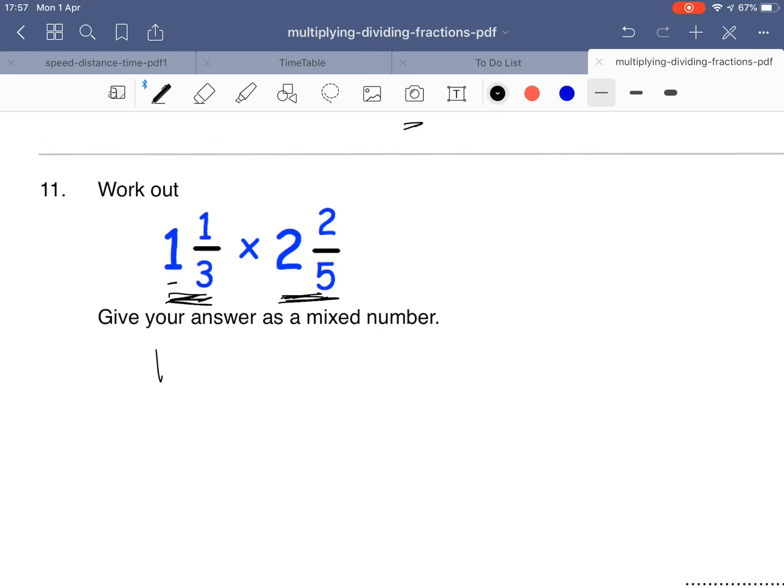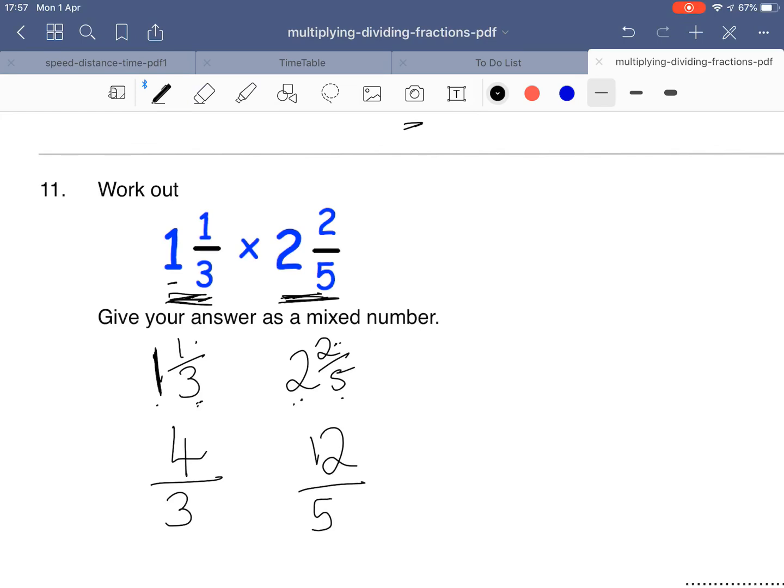So to change 1 and 1/3, I've got 1 whole. That means 3 out of the 3. So I've got 1 times 3, which is 3. Add my remainder, so I've got 4 out of the 3 in total. The 2 and 2/5. Well, I've got 2 lots of the 5. That's 10. Add the 2 gives me 12 out of the 5. If you want me to do a video on just changing stuff like that, let me know. Now I can times them. So I can do the 4 lots of the 12, which is 48. And I can do the 3 lots of the 5, which is 15.